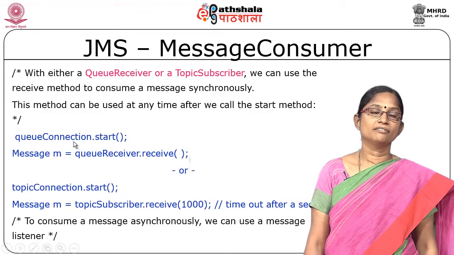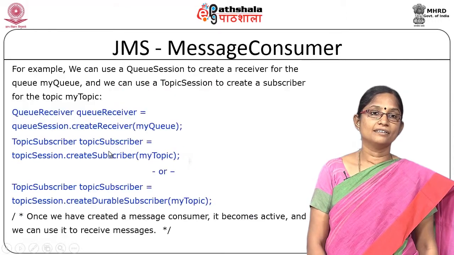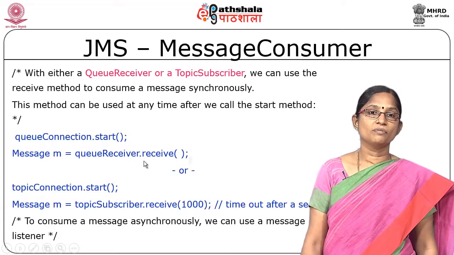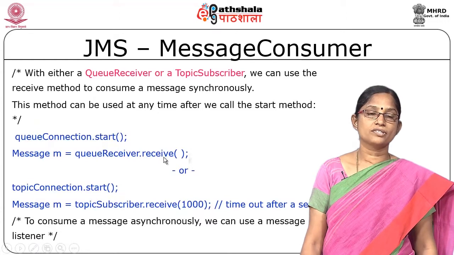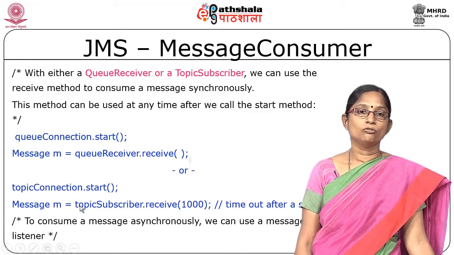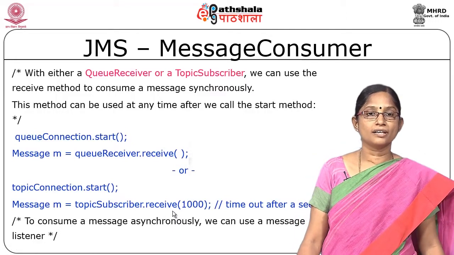You can see that first we have created a connection earlier in the last session. So the connection has to be started. After the connection has been started, over the queue receiver object we can call a method called receive. Or, once the topic connection has been started, over the topic subscriber we can call receive of 1000, which says that it can wait for 1000 milliseconds, that is, time out after a second.